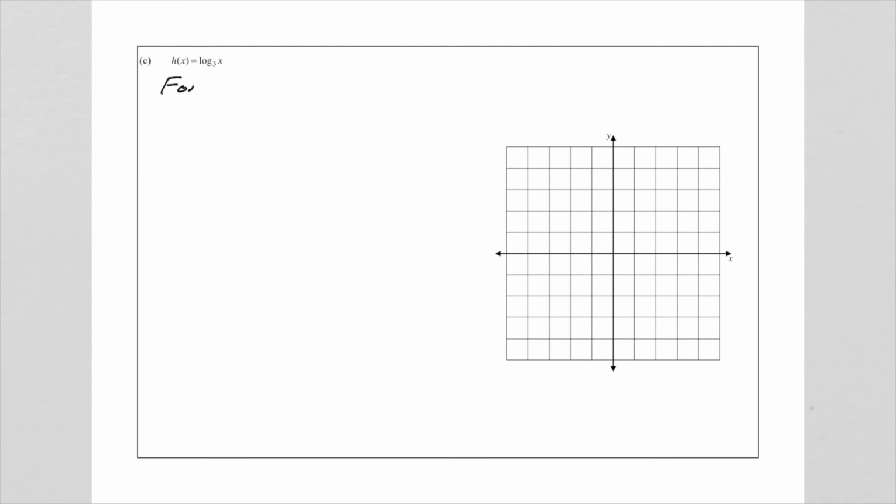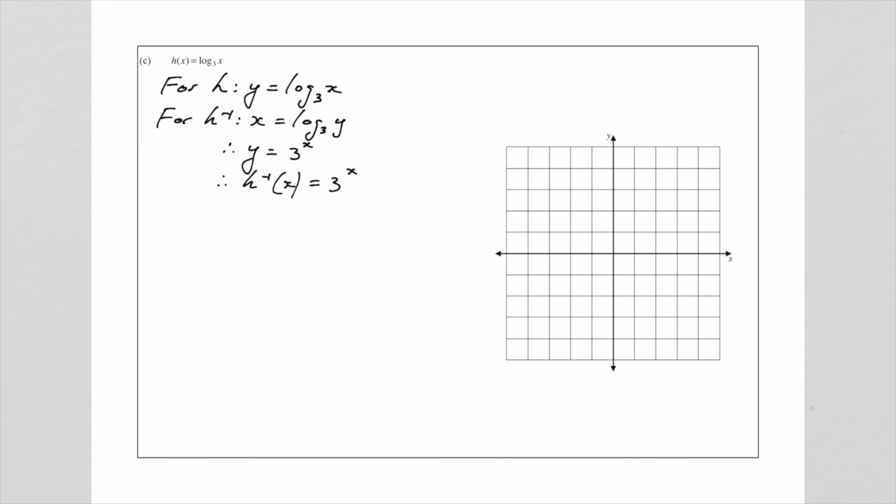So we're going to say that for h, y is equal to log x base 3. And then for the inverse, we say that x is equal to the log of y with a base of 3. Now we need to write this in terms of y. So by using that log definition again, y is equal to 3 to the x. We now have an exponential function, and we can now say that the inverse of h is the function 3 to the x.